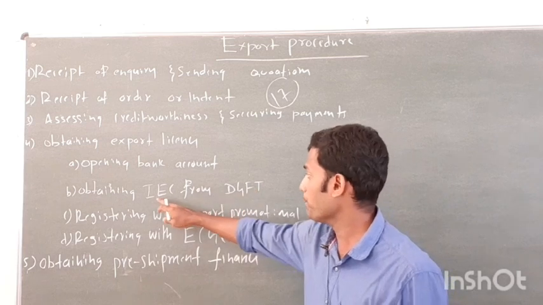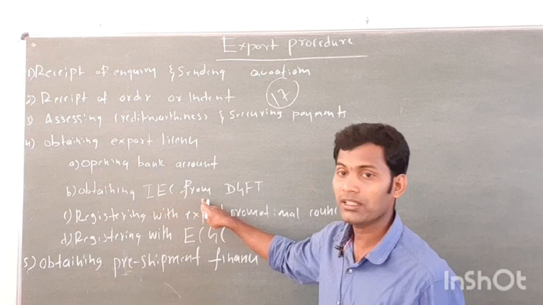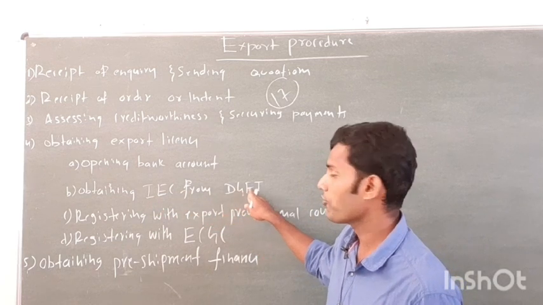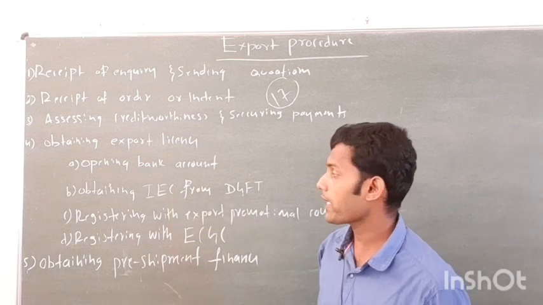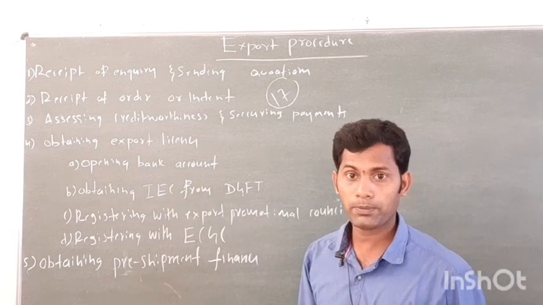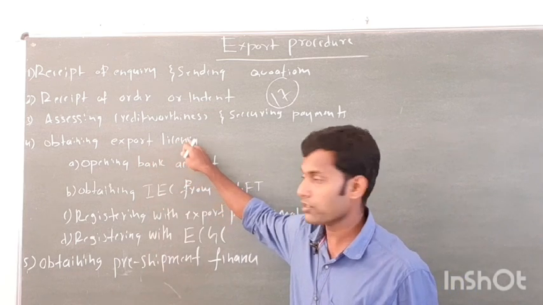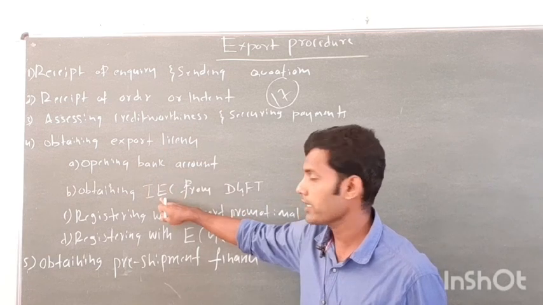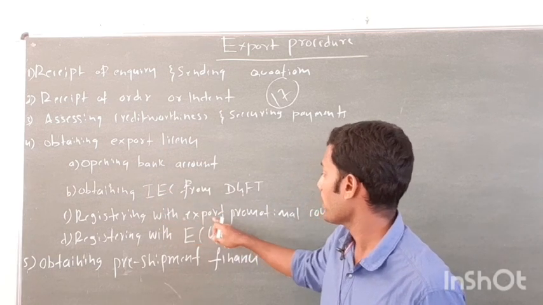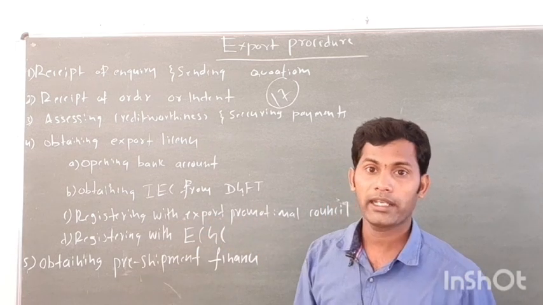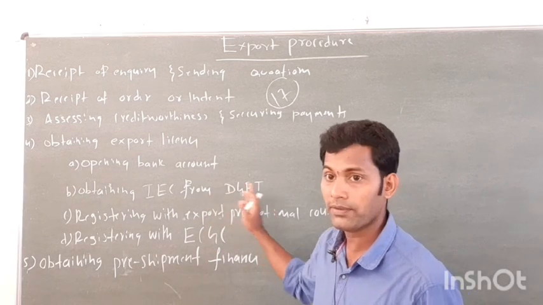IEC means import export code from Directorate General of Foreign Trade. The second step, obtaining IEC, import export code. For obtaining export license, first of all, you have to open a bank account, then import export code, then registering with Export Promotion Council. Any one of the Export Promotion Council you have to register with this.